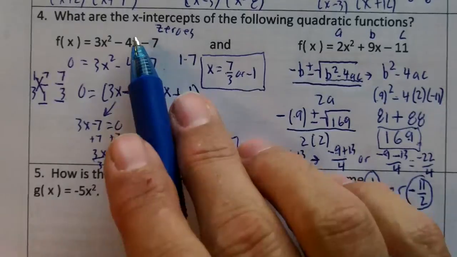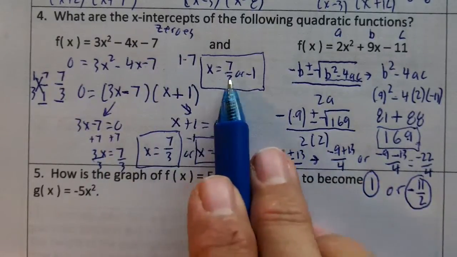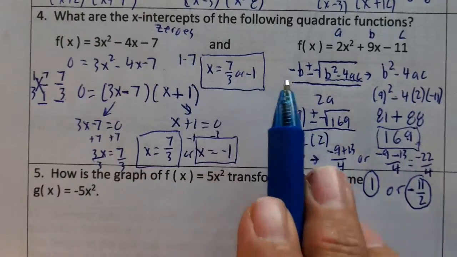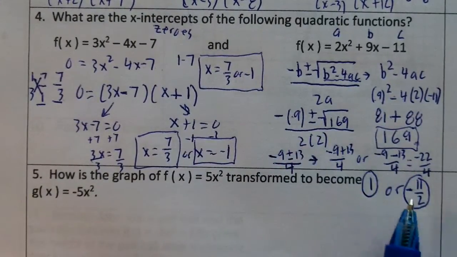So you could either factor and get your roots, and remember these are the zeros of the function, or where the parabola crosses the x-axis, or you could use the quadratic formula.